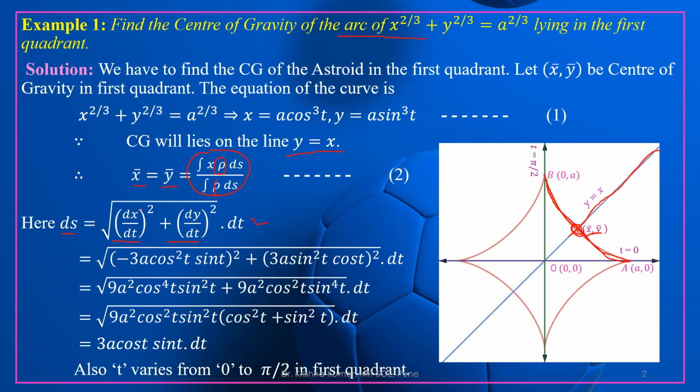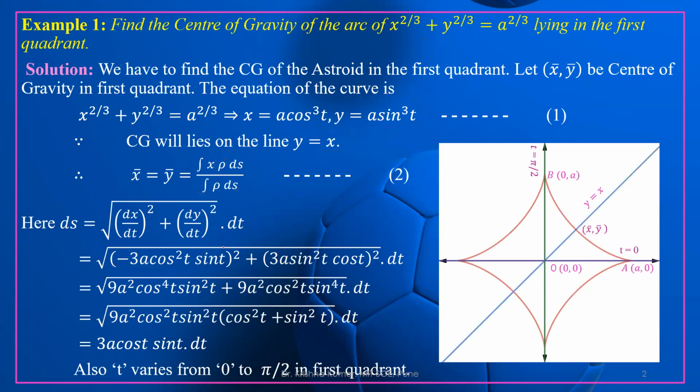So now what is dx/dt? What is x? x is equal to a cos cube t, y is equal to a sin cube t. So dx/dt is equal to 3a cos square t, and the derivative of cos t is minus sin t. So this is 3a cos square t times minus sin t. Similarly, what is the derivative of y? y is equal to a sin cube t, so dy/dt is 3a sin square t, and the derivative of sin t is cos t.